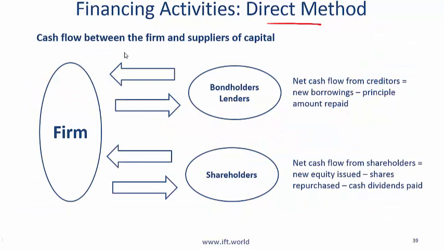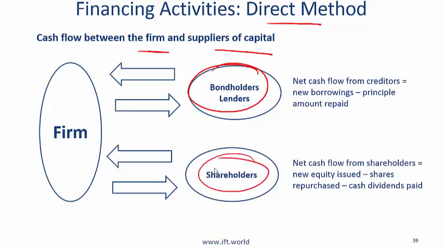Financing activities, direct method. This involves the flow of cash between the firm and suppliers of capital. Broadly speaking, there are two suppliers of capital, either those who lend the firm money, bondholders, or shareholders. Now, in terms of the interaction between bondholders and the firm, the net cash flow from lenders or creditors is equal to net borrowing minus the principal amount repaid. Actually, this should say the net cash from creditors is the borrowing minus the principal amount repaid.